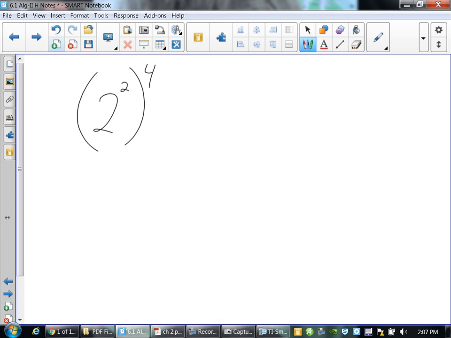Because your parentheses tells you to take care of the inside first, which would be 2 squared is 4. And if I do 4 to the 4th, well, 4 to the 4th is, let's see here. What's 4 squared? 16. And then what's 16 times 16? 36 or 16.